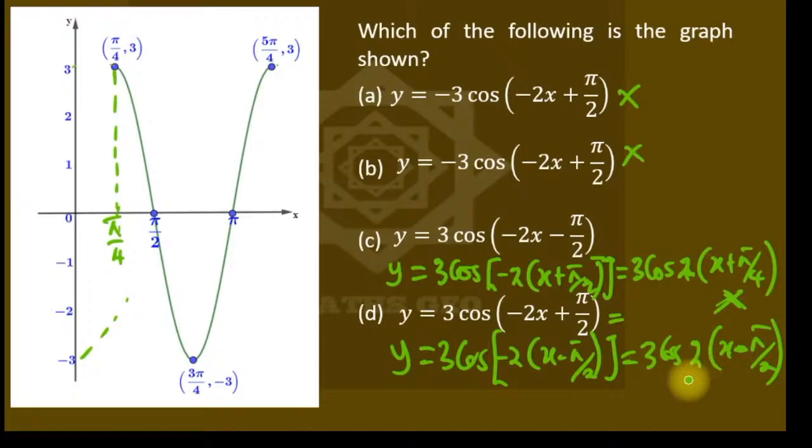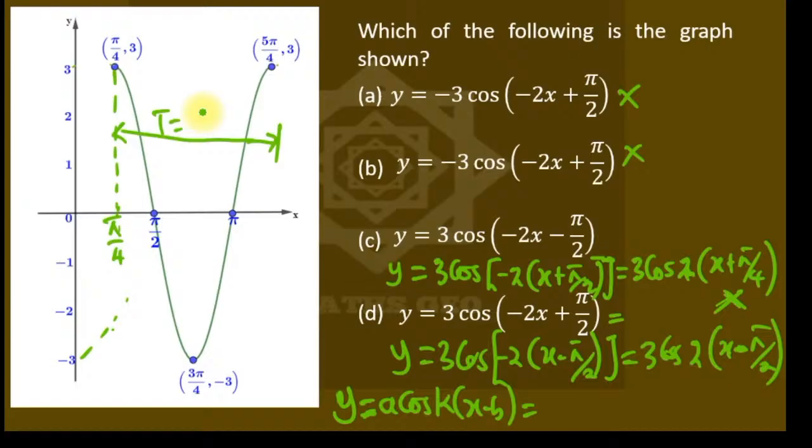But let's finish up. Remember, I told you the general function for cosine shifting. The cosine graph is a cos k bracket x minus b. And from here, let's get our k. We don't know the k. We can get the k using the period. From here, you see that this gap from here to here is the period. T is, what's the difference? That's 5 pi over 4 minus pi over 4, which is pi. So our period here is pi.